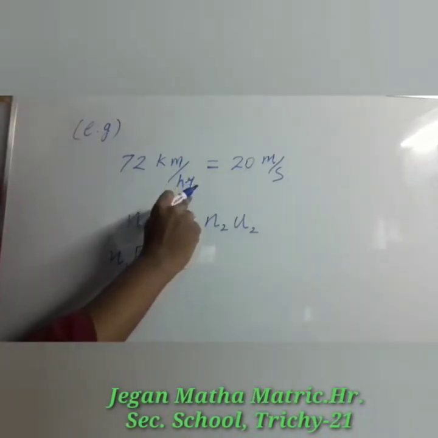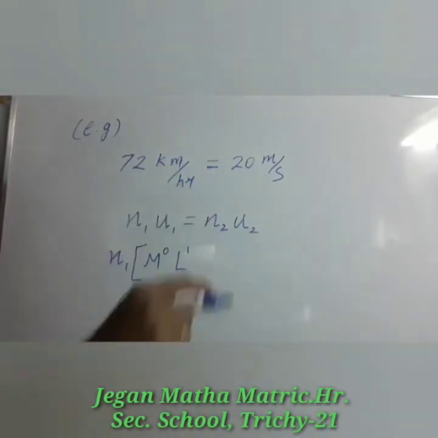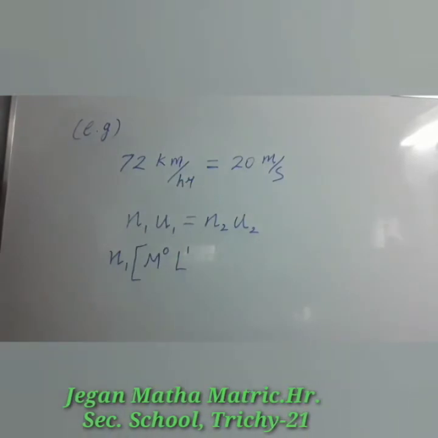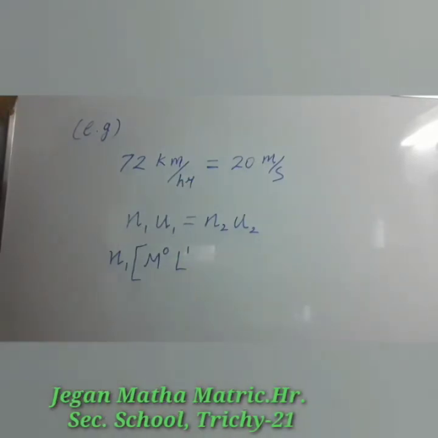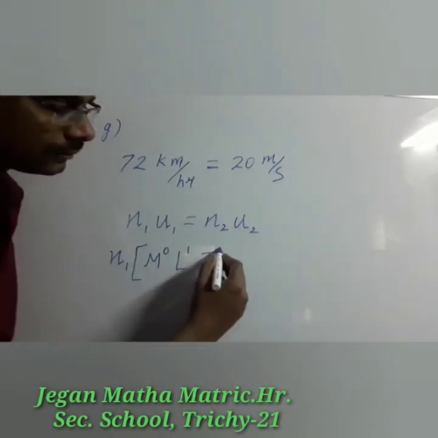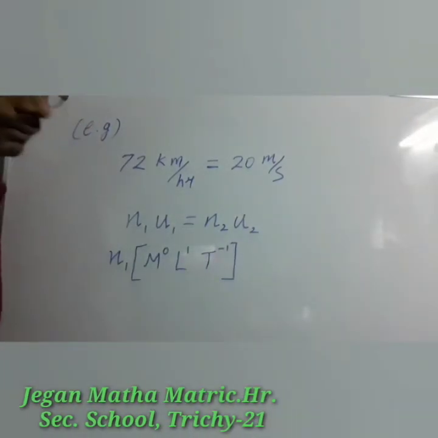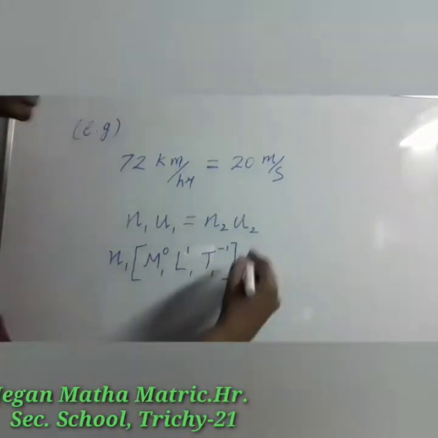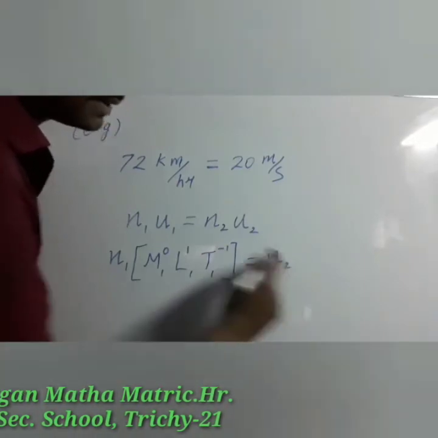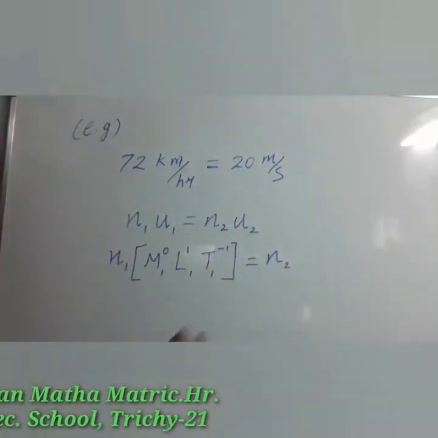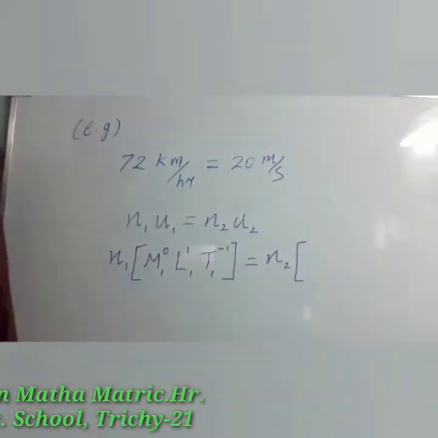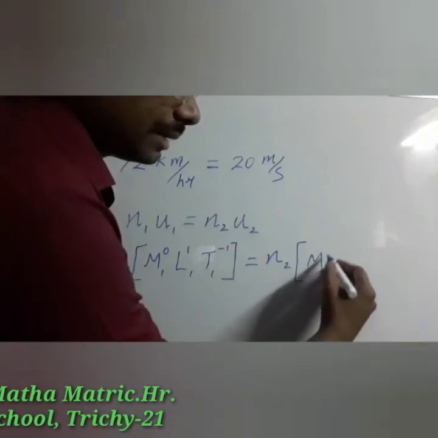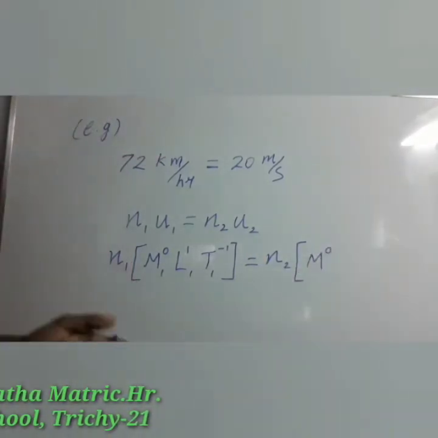Hour is in the denominator, that can be taken to the numerator, so hour power minus 1. Hour is the unit used to measure time. What is the dimension for time? T power minus 1. So this is in the first system of unit. These dimensions in the first system of unit are equal to, according to the general expression, n2. Instead of unit I am going to write the dimension. Within that bracket, here also there is no mass, kg is not there, so the dimension of mass in velocity is 0.